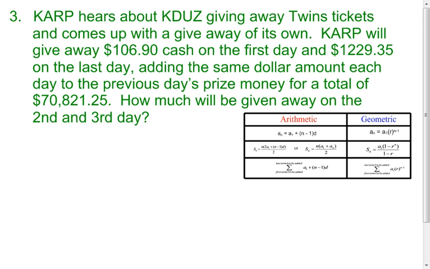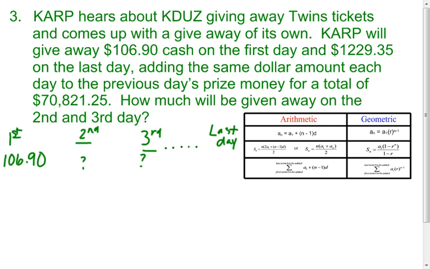So if you think about what's happening, on the first day they give away $106.90. In the end, I need to know what's going on the second day and the third day. I don't know that. Got to figure that out. But I know that if I add a bunch of terms, on the last day, which I don't even know what term number that is, I know they give away $70,821.25. That's all I know.